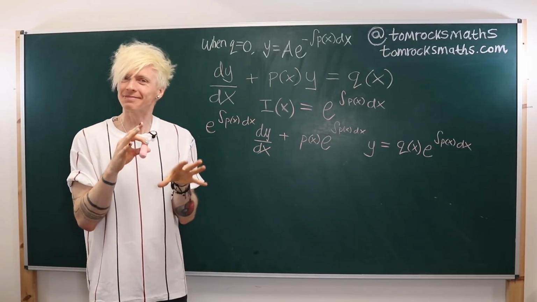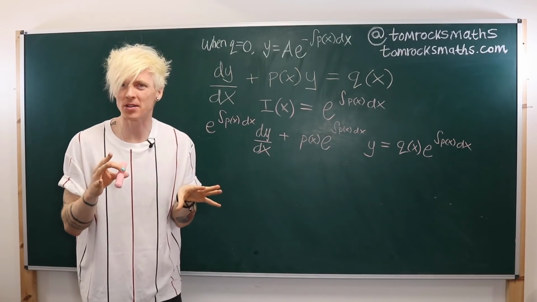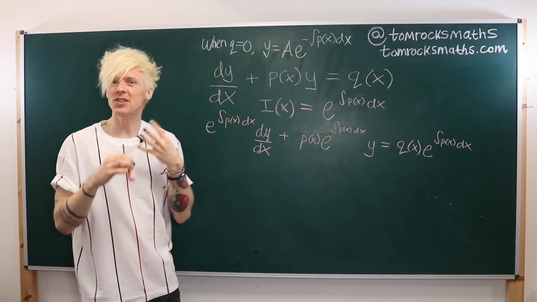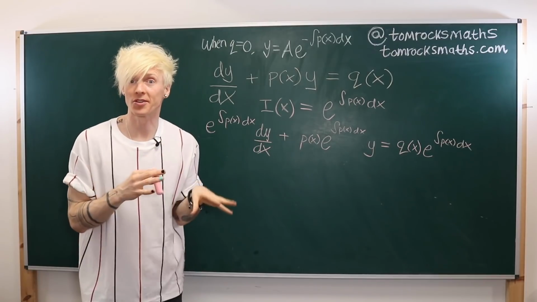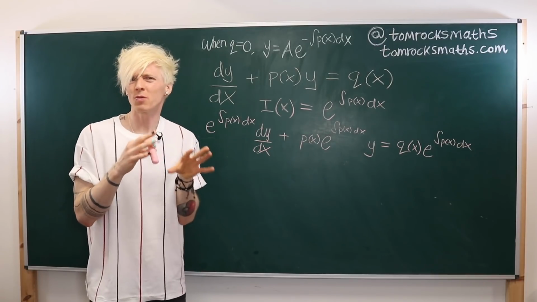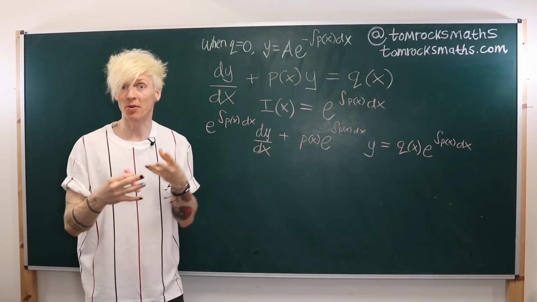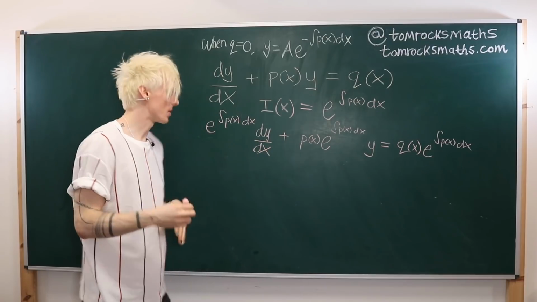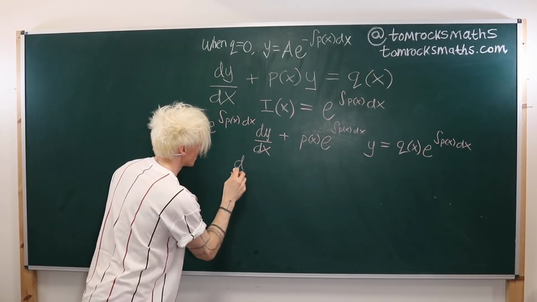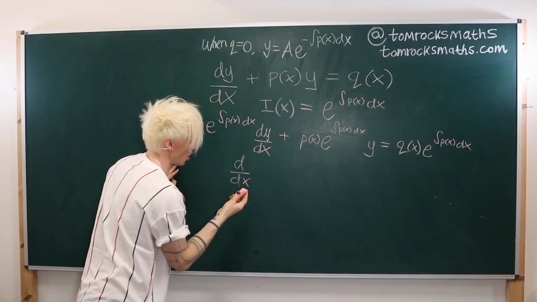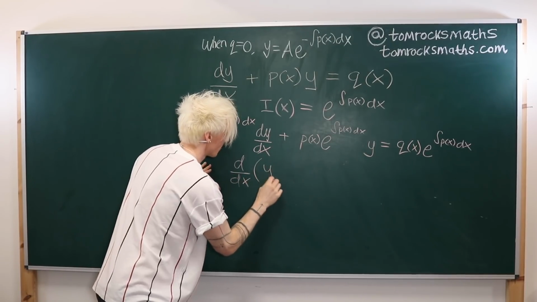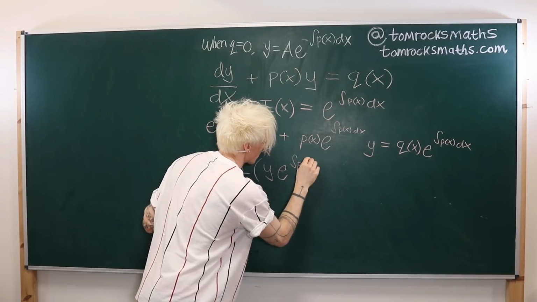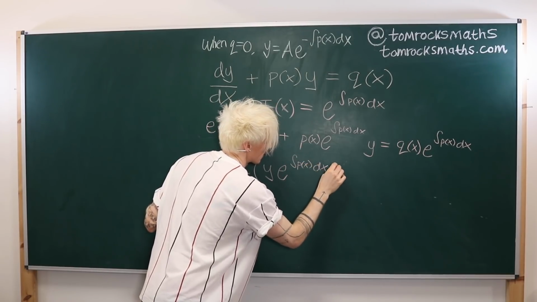And what we really want to spot is that the left-hand side of our equation is actually the derivative of a product. So we want to reverse engineer the product rule. Because I know where we're heading with this, what we can consider is if I had to do the x derivative of y multiplied by e to the integral of p(x) dx.